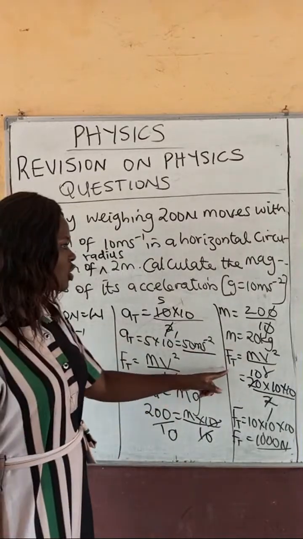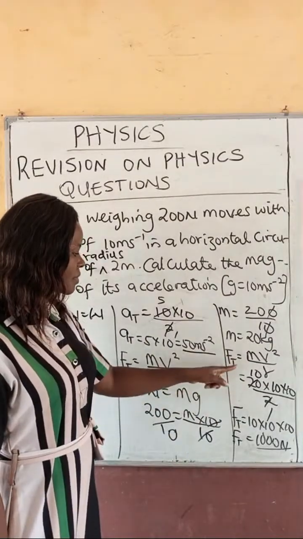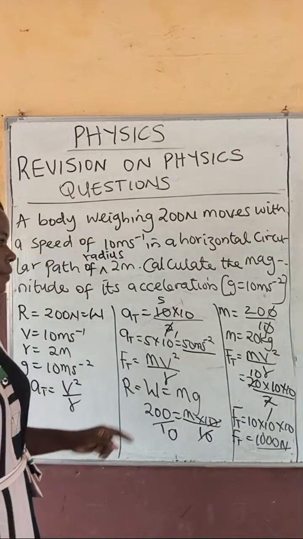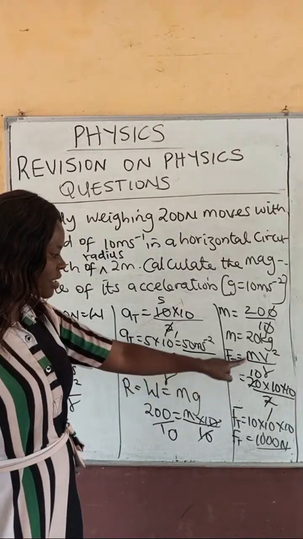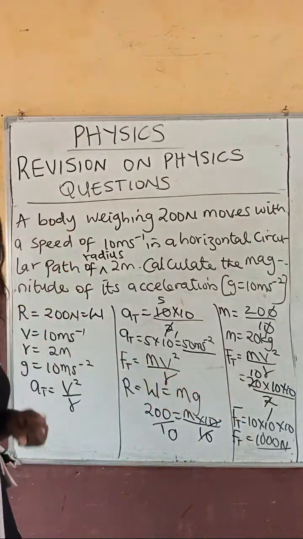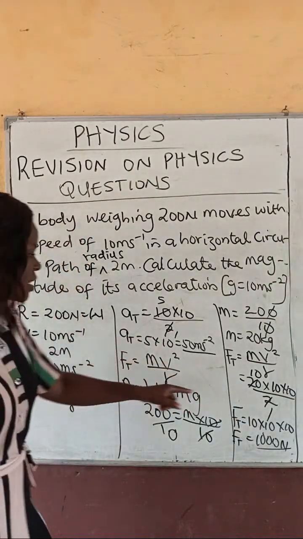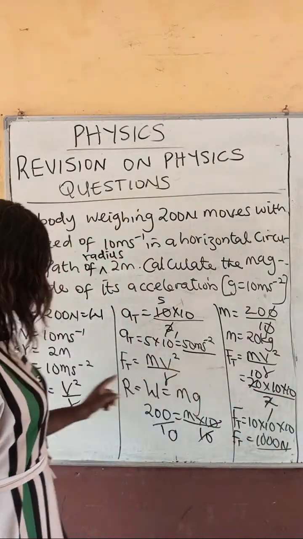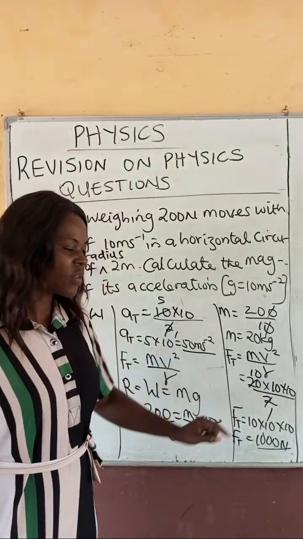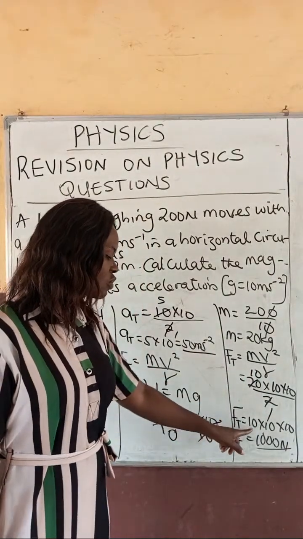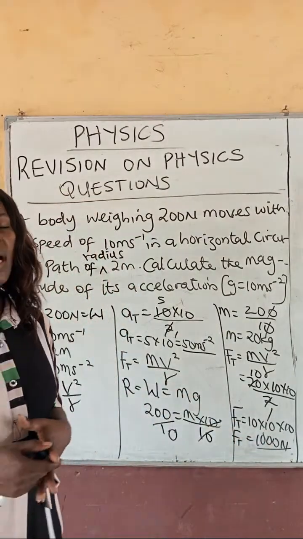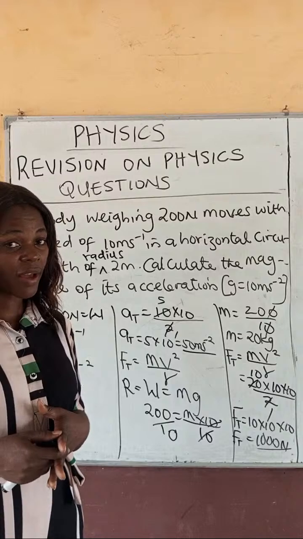Now put it back into this equation by saying F is equal to mv square over R. What is my m? My m is 20 multiplied by my v, which is 10. I have 10 times 10, divided by the radius, which is 2. By the time I divide this, I'm going to get 10. So the centripetal force is equal to 10 times 10 times 10, and the answer becomes 1000 newtons. Is that okay, Faiza?